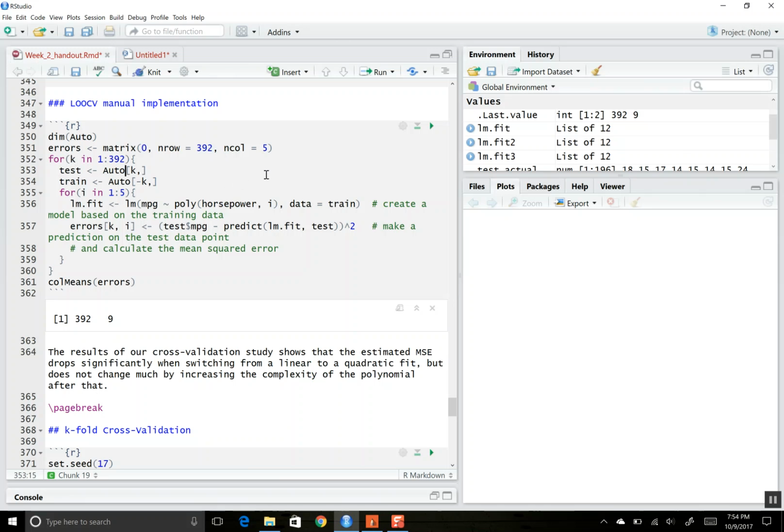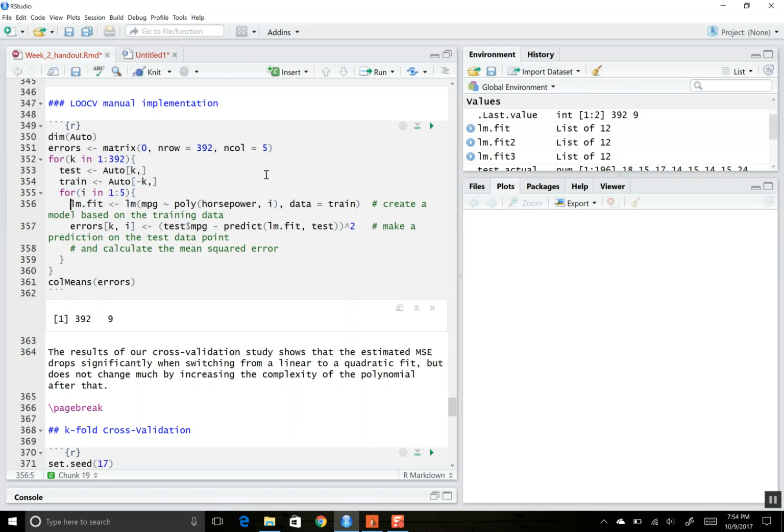Test is going to be whatever k is. So the first time it runs, it's going to be row 1. The second time, it's going to be row 2. The training will be everything but row k. That's going to be my training data set. Then I fit, then I have another loop here.